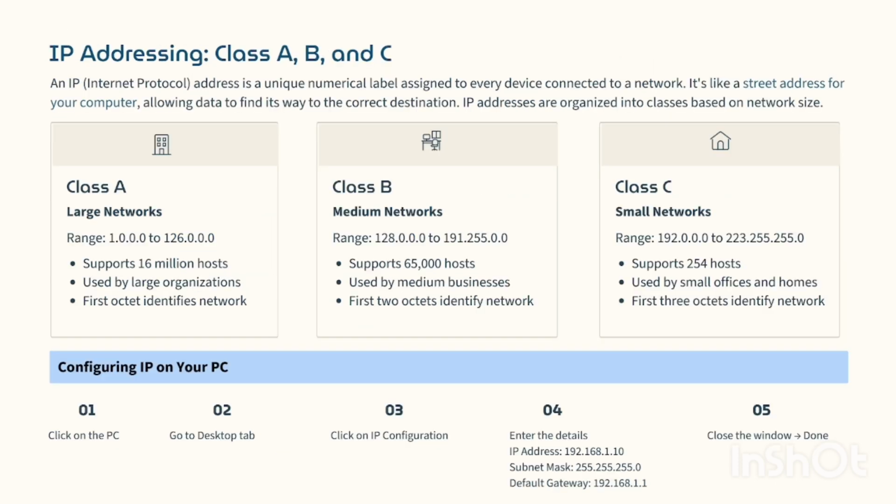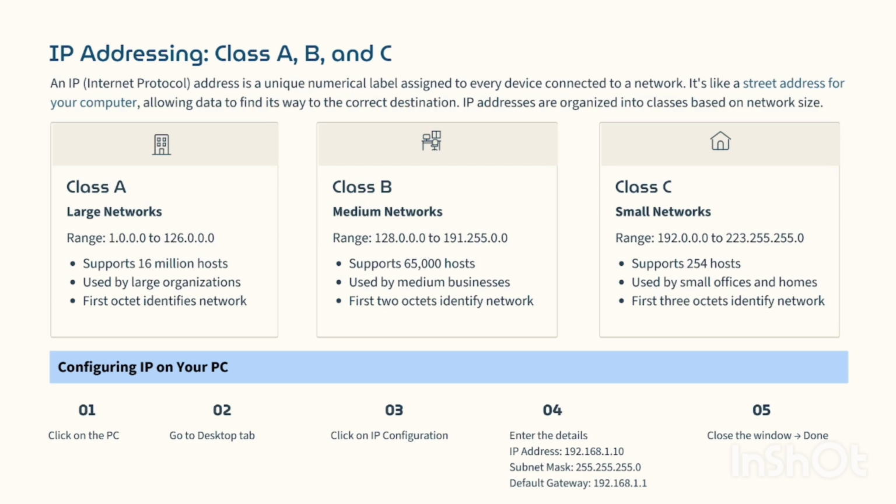Now let's talk about IP address. An IP address is a unique identifier assigned to each device on a network. There are different classes of IP address. Class A is for large networks. It is used for larger organizations. The first octet identifies the network and the last three are host bits. Class B is used for medium networks. The first two octets identify the network and the last two octets identify host bits. Class C is for small networks. The first three octets identify the network and the last is for the host. It is used by small offices and homes.